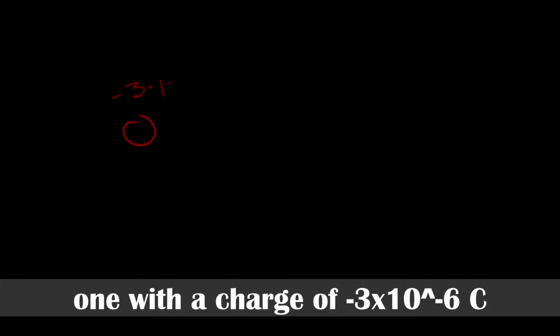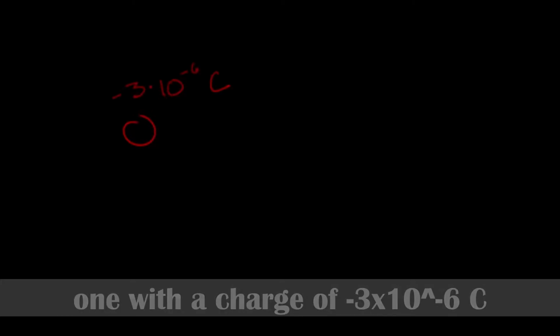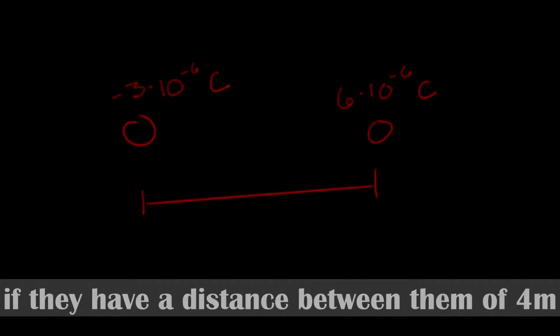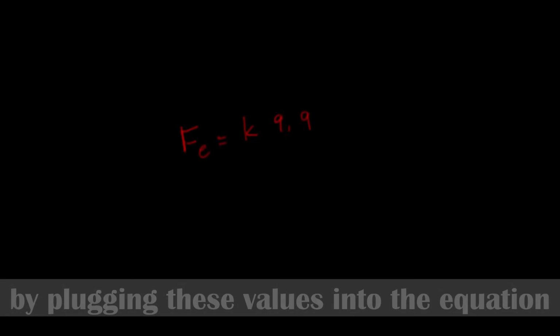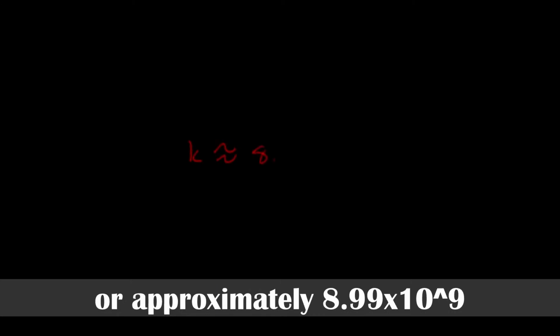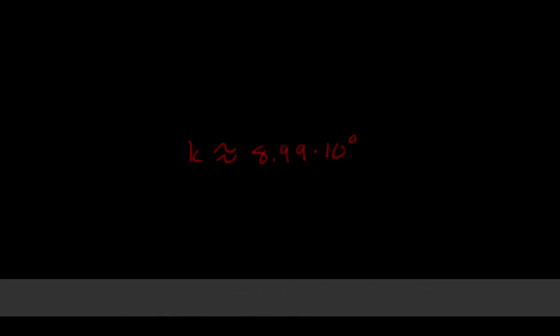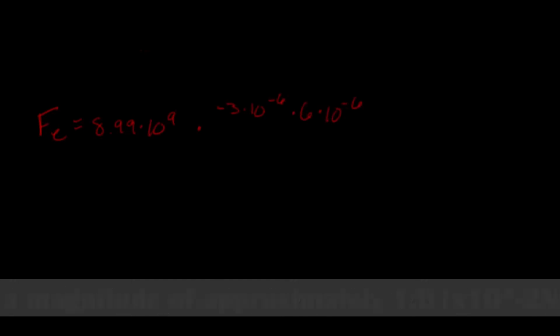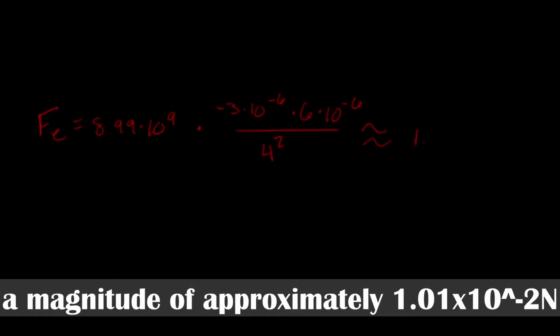Let's say that we have 2 charges, one with a charge of -3 times 10 to the power of -6 coulombs, and the other with a charge of 6 times 10 to the power of -6 coulombs. If they have a distance between them of 4 meters, we can find the electric force between them by plugging these values into the equation we showed you earlier. K is Coulomb's constant, or approximately 8.99 times 10 to the power of 9. So if we plug that in too, and do the math, the electric force between the charges has a magnitude of approximately 1.01 times 10 to the power of -2 newtons.